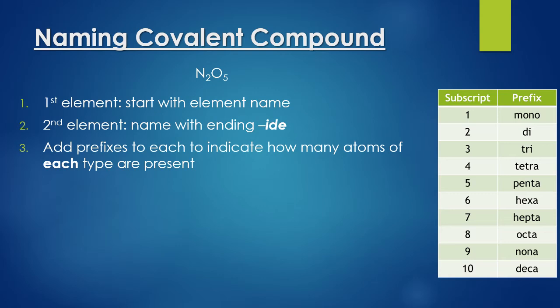In the case of the example above, since there are 2 nitrogens, we would label that as dinitrogen. For the oxygen portion, since there are 5 of them, we would look at the prefix for 5 and it would be called pentoxide. So dinitrogen pentoxide is the correct name for that covalent compound. Now there are common names for a lot of the covalent compounds that we will be naming, but we're going to try to systematically name them.